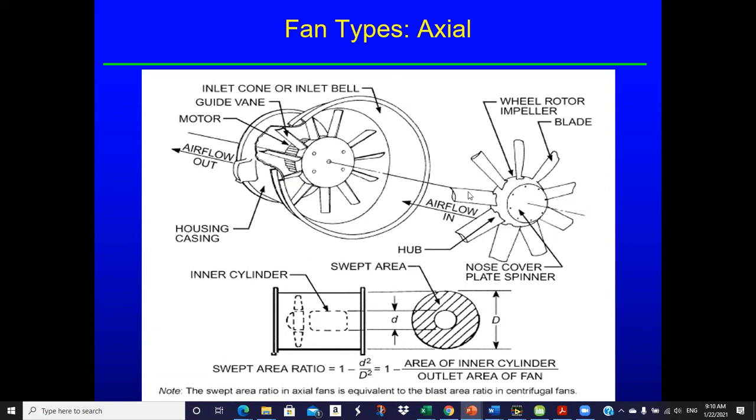The more sophisticated ones, the better ones, the higher pressure ones, are variable pitch. Like in the old days, I used to fly a little bit, and the better, more sophisticated small planes have variable pitch props on them, so you can change the pitch of the blade. And that's actually a very efficient way to change capacity on a fan.